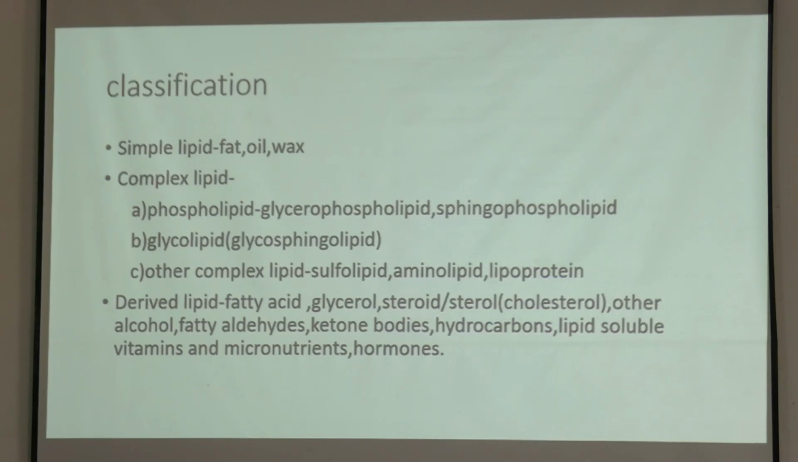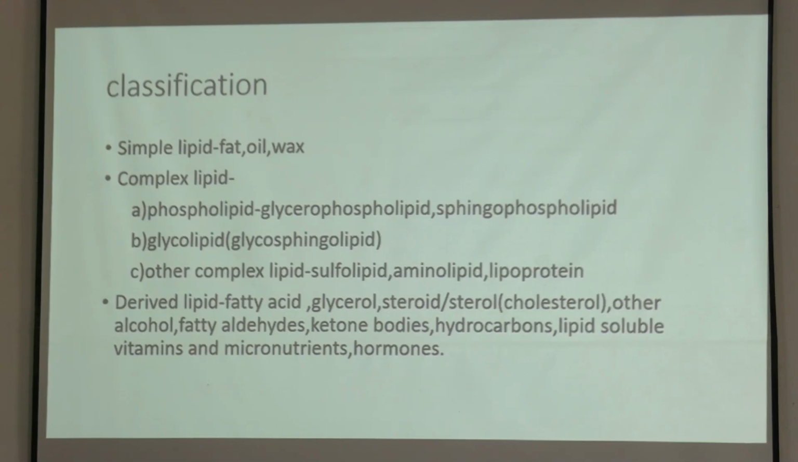Other complex lipid examples are sulfolipid, aminolipid, lipoprotein. Sulfolipid is sulfur containing lipid, containing sulfate or sulfonate. Aminolipid is lipid containing amino acid, and lipoprotein is protein containing lipid. Okay. Now derived lipid examples are fatty acid, glycerol, steroid, sterol, other alcohol, fatty aldehyde, ketone bodies, hydrocarbons, lipid soluble vitamins and lipid soluble micronutrients and hormones.